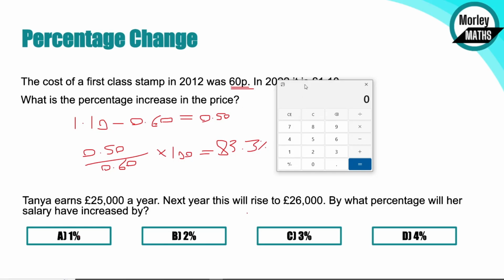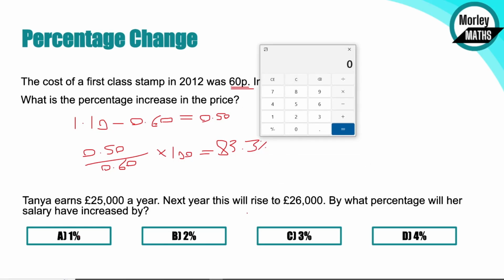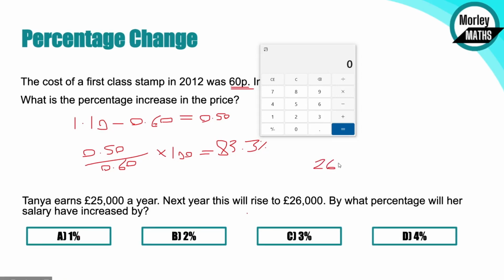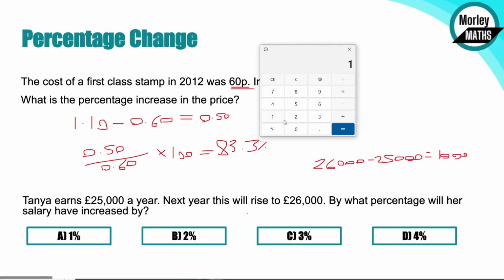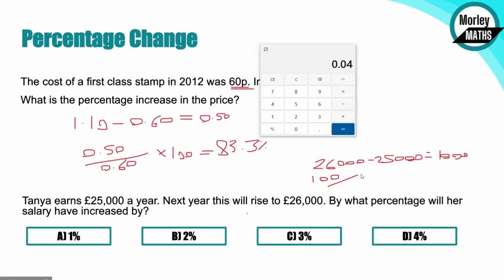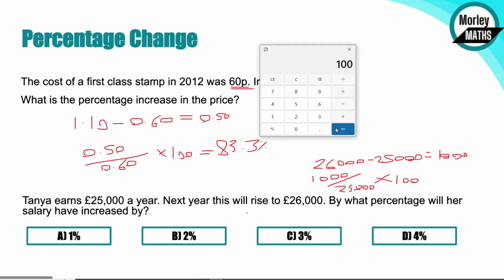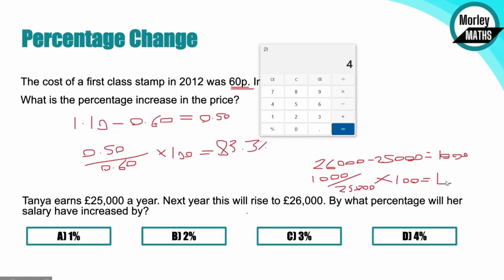So how do we work this one out? We're looking at the difference between the two. So 26,000 minus 25,000 equals 1,000. We're going to divide that by the original value, so her starting salary. So 1,000 divided by 25,000, times that by 100, and that should give us 4%, which is D.